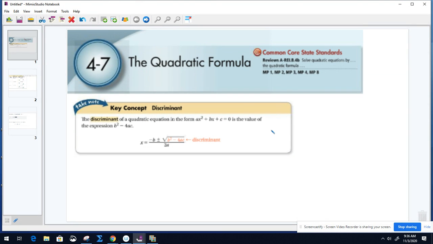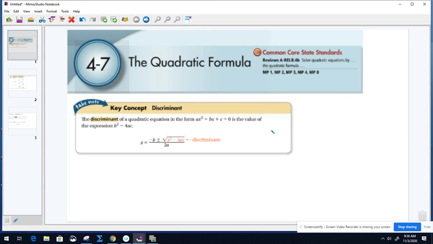So the first part of 4.7, the quadratic formula, deals with the discriminant. And the discriminant is just a concept and idea to help us know how many solutions there are. With 4.8, we learned that a quadratic can potentially have 0 real solutions.